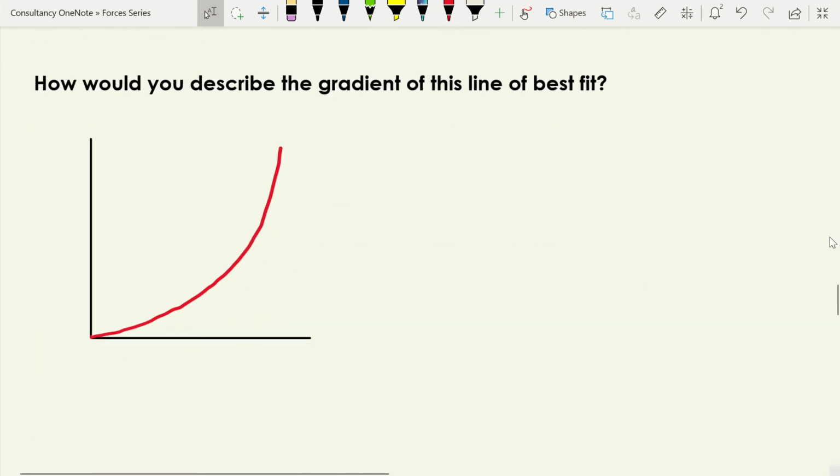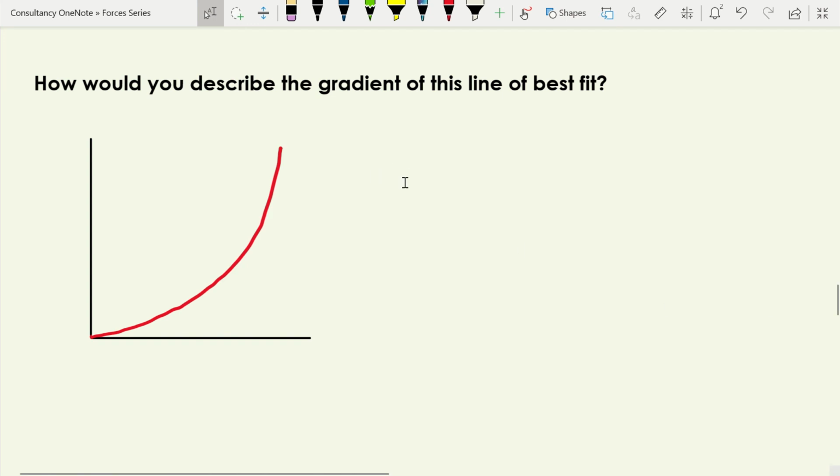Okay. So let's come back to our original question that we started this video on. How would we describe the gradient of this line of best fit using the material that we've covered so far? So we can't actually give it a number, but we can describe what's going on with the gradient of this line. So pause the video, describe what you think you would say about this gradient.